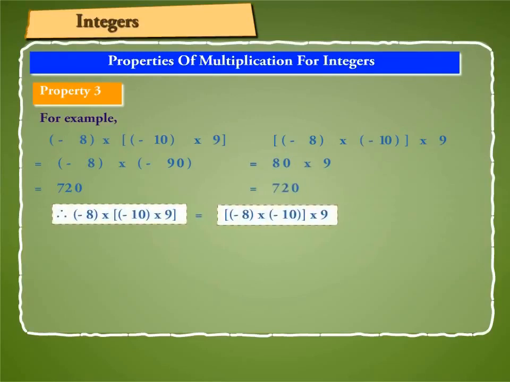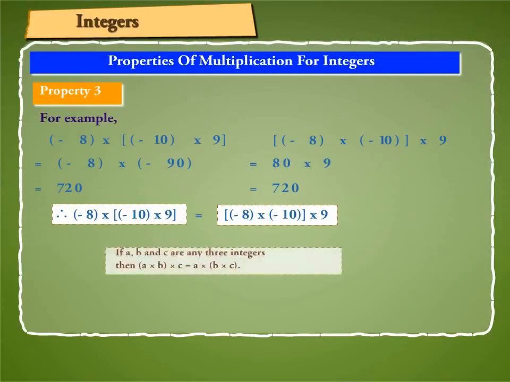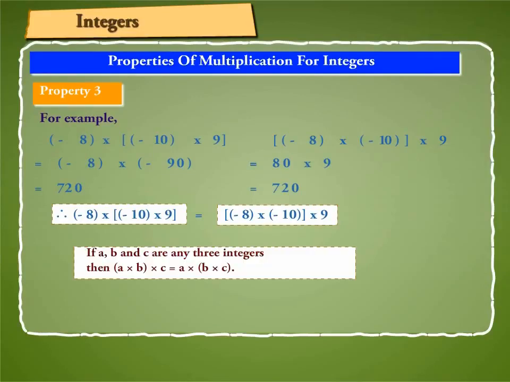Therefore, minus 8 into minus 10 into 9 is equal to minus 8 into minus 10 into 9. Thus, given three integers, they need not be multiplied in the order in which they are given. We can group them in easy combinations and find their product. Hence, if a, b and c are any three integers, then a into b into c is equal to a into b into c. This is called associative property of multiplication of integers.